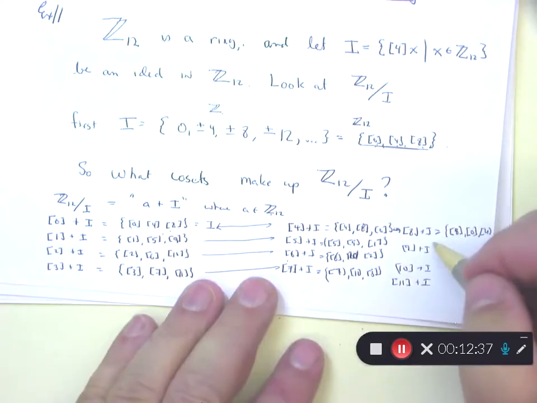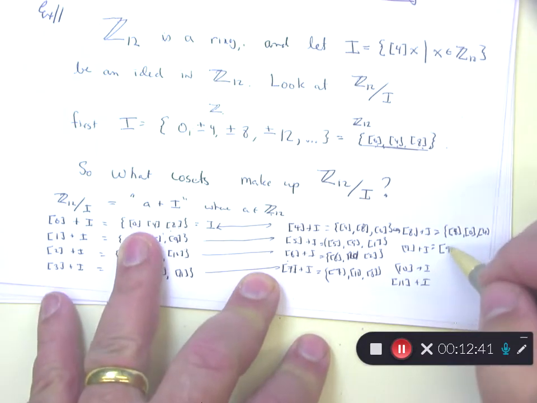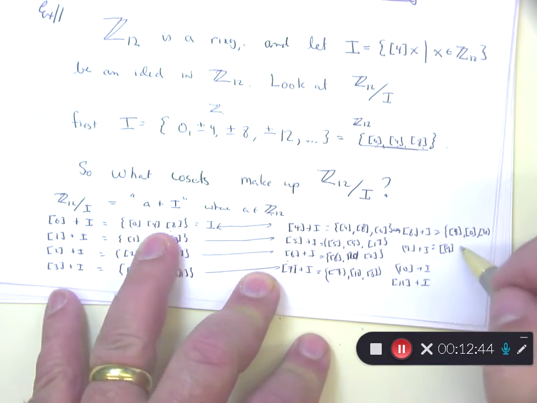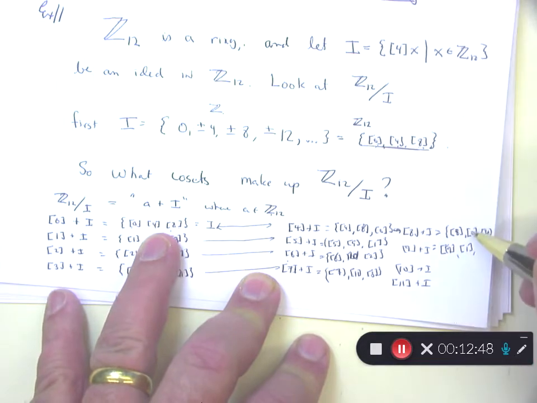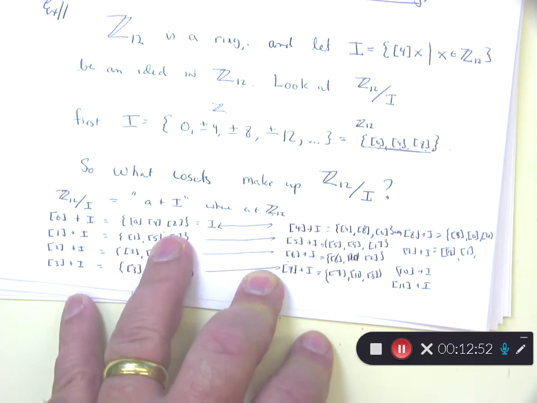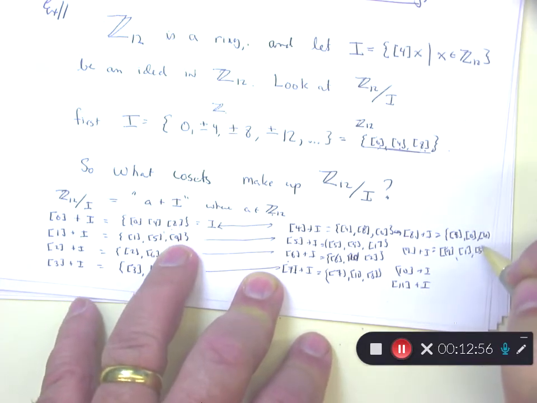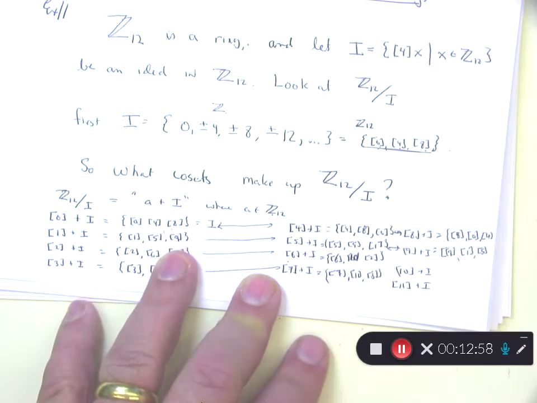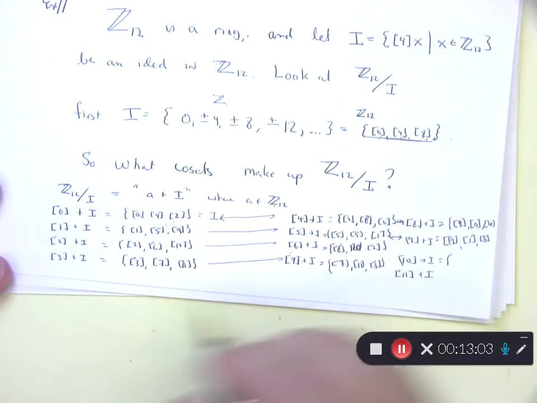And so this one would end up being 9 plus 0 is 9. 9 plus 4 is 13. 13 is equivalent to 1. And 9 plus 8 is 17, and in Z12 you end up getting back to 5. And again, you get the same elements again. And of course, the last two, again, you're catching the pattern here that gets to the same.